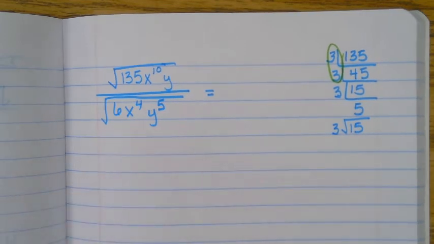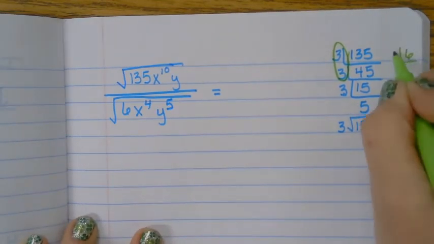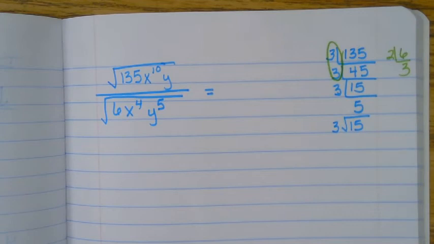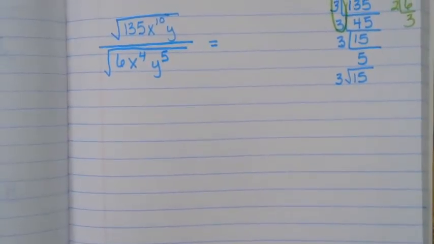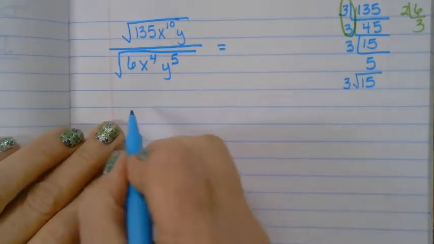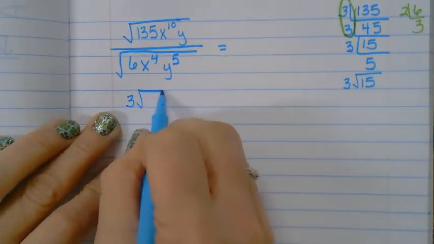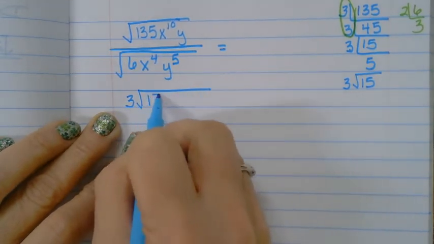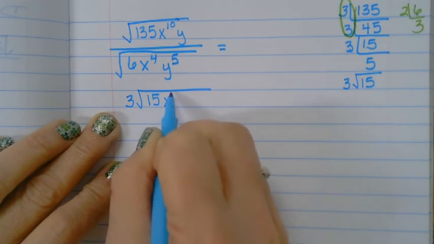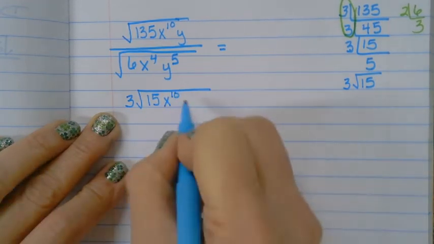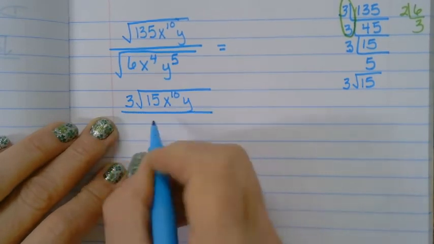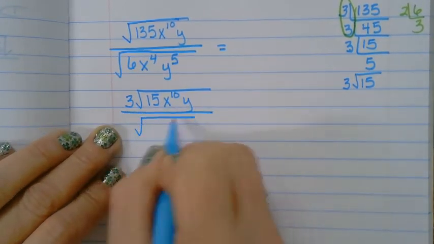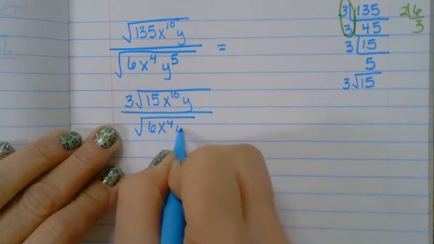Now, can you simplify the 6 at all? Yeah, 2 and 3, but there's no pairs, right? So I can't really simplify that square root part of it. Okay, so let's look and see what we have, and then look and see what we can do with it. So right now I have 3 square root of 15 x to the 10th y over the square root of 6 x to the 4th y to the 5th.